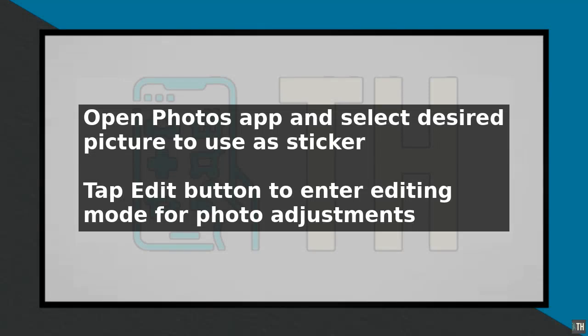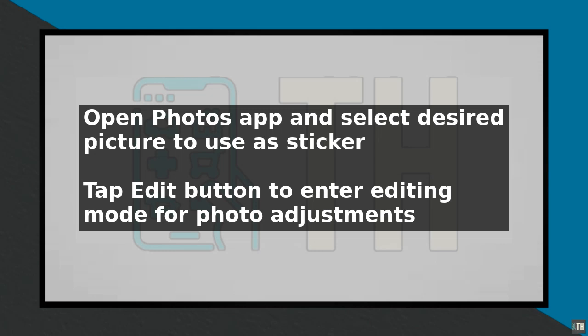To make a sticker from a photo on iPhone, start by opening the Photos app and selecting the picture you want to use. Tap the Edit button in the top right corner to enter editing mode. Next, tap the crop icon at the bottom of the screen and choose the aspect ratio that works best for your sticker, such as square or circle.